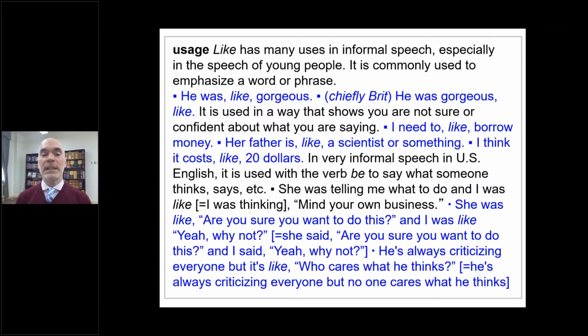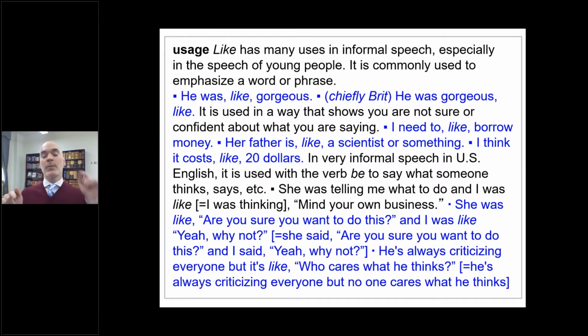We have these interesting registers that we can label in the dictionary. So like, for example, I'm sure you're all familiar with this sort of spoken use of like that's very informal. And it's often used in informal speech, and you hear it in the way young people speak. So as we can see in very informal speech in American English, it's used with the verb to be, this sort of expression of quoting. The quotative like is what this is called. I was like, are you sure you want to do this? And she was like, yeah, why not?